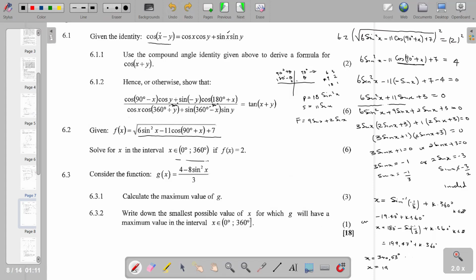199.47 degrees. These are the two answers that satisfy the given range that is provided there.